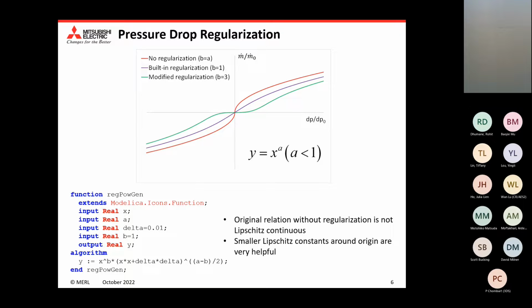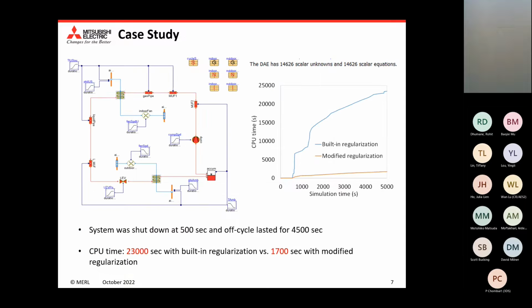So the whole purpose is to reduce the Lipschitz constant of this approximation around this region. It turns out this very simple change will make a very, very big difference. So I can show you a study here.